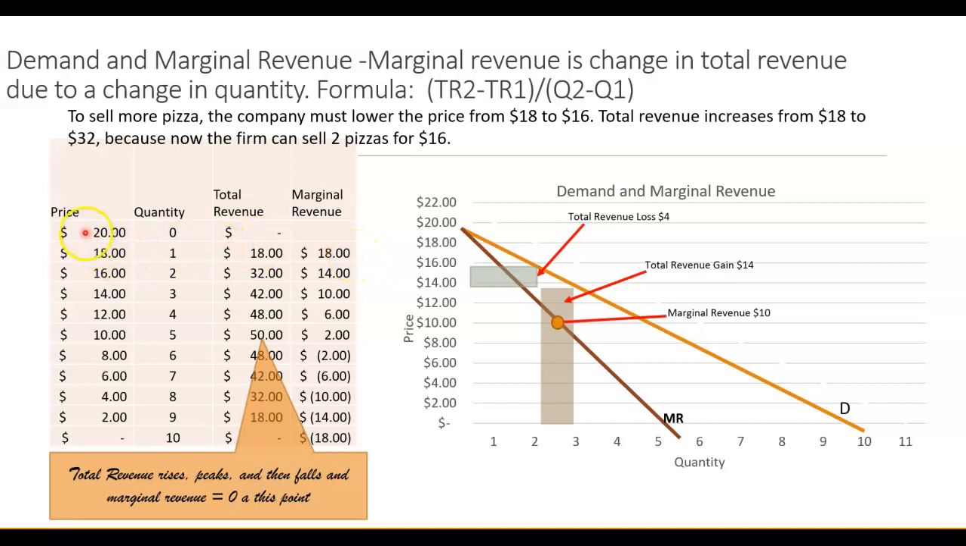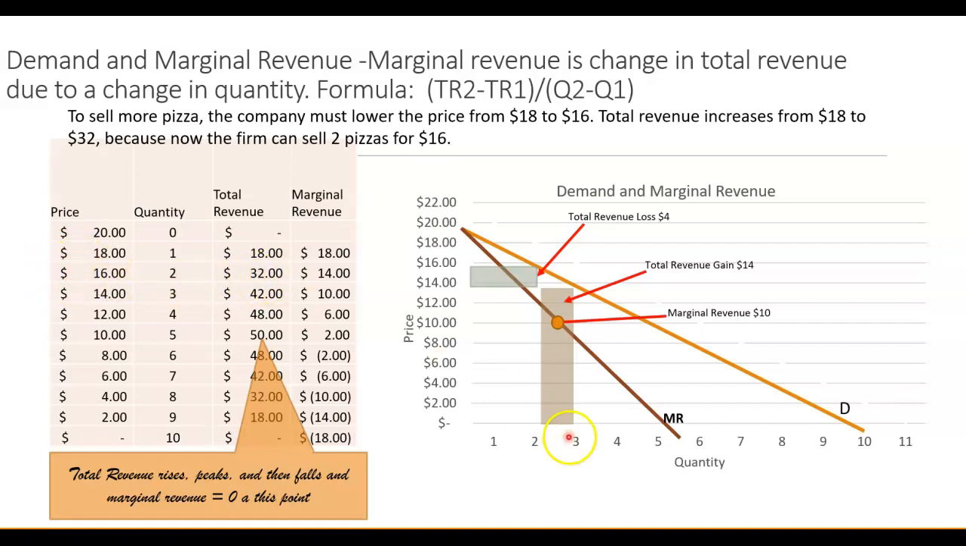As we go from a price of $20 to $18, our revenue has increased by $18. So we have sold one pizza and we have $18 worth of revenue. Now we sell a second pizza at $16.